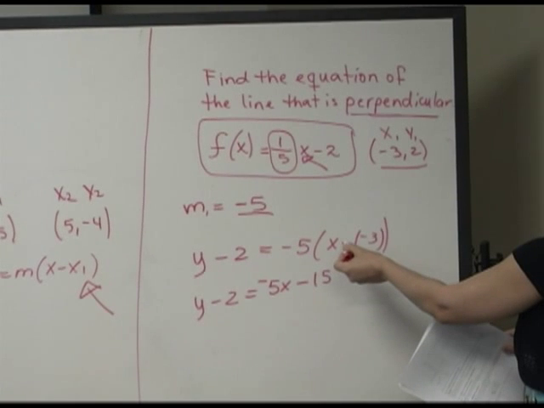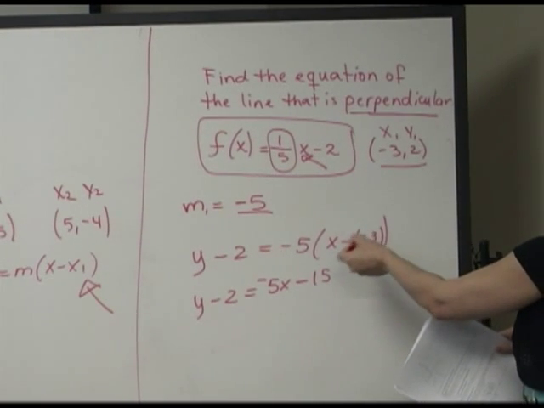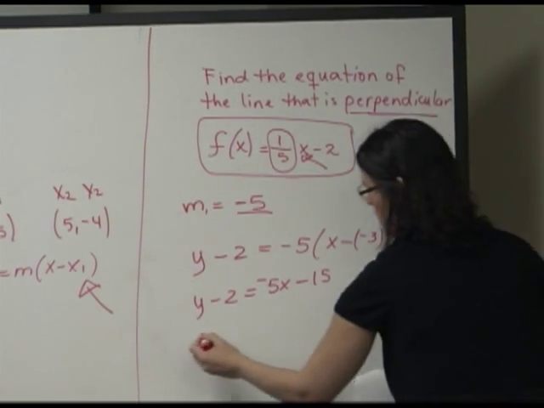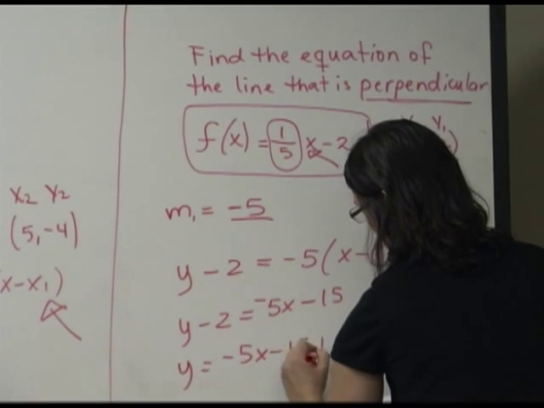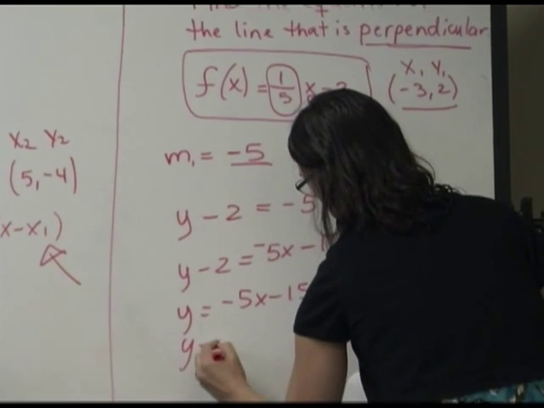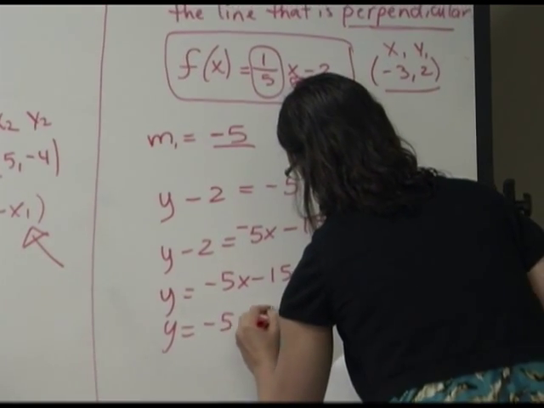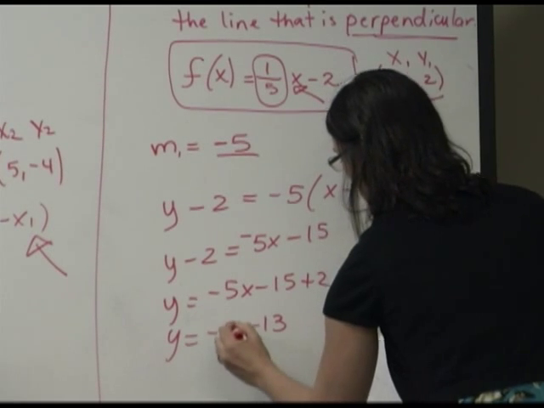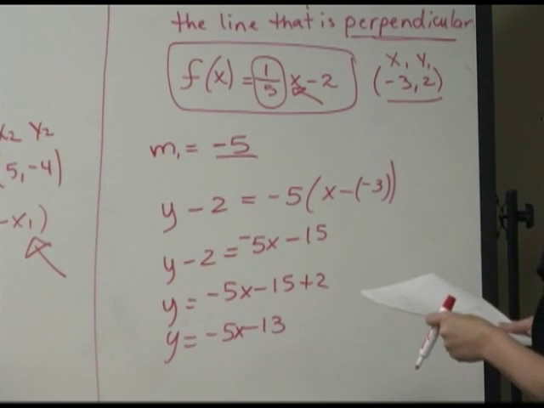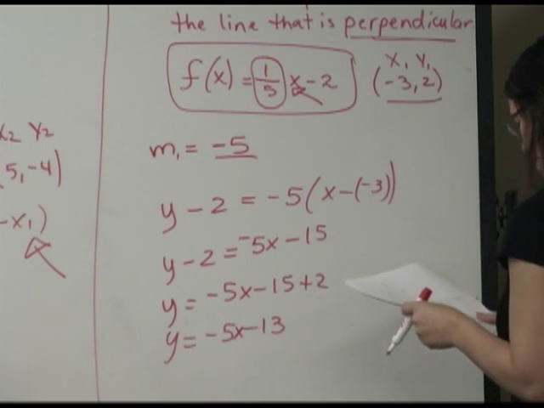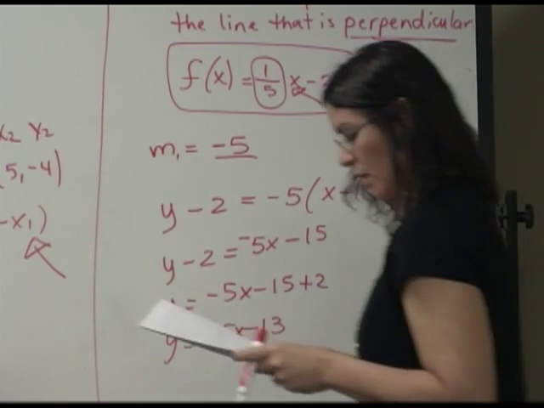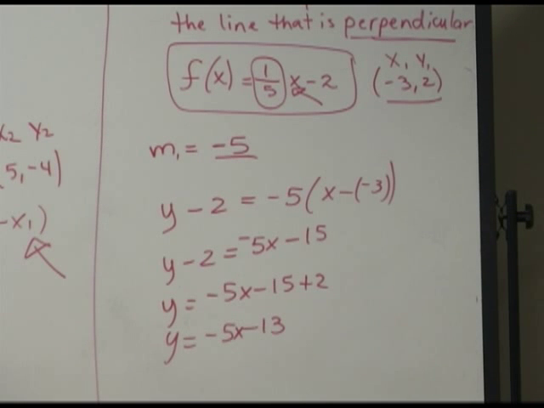Okay, this will be positive, right? Negative minus negative, that will be positive, so that's why it's minus 15. So it's y equals x. Okay, any questions?